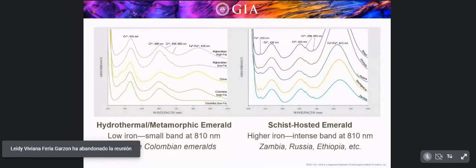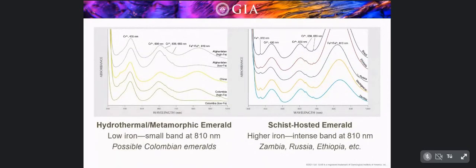Now, I'm just going to highlight one more thing. So when we look at this UV Vis spectrum and we look for the presence or absence of that iron absorption band, what we're really doing is separating emeralds into two geological groups. So there's the hydrothermal metamorphic emeralds with low iron absorption bands, and there's the schist-hosted emeralds with the high iron absorption bands. And by making this very broad separation, even though we cannot identify exactly the geographic origin based on the UV Vis spectrum anymore, it does help us in a way because it helps narrow down the options we have to consider for the origin for a specific emerald.